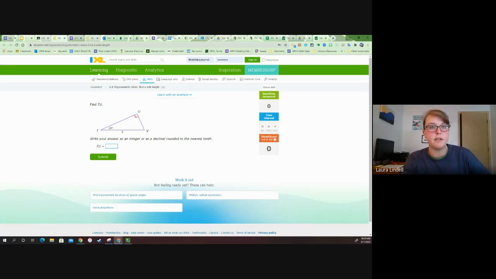Then write your answer as an integer or a decimal rounded to the nearest tenth. So on this one, we're rounding to just one decimal place. So on the whole, I know on most of the notes, we rounded to like 2 or 3 decimal places. This time you're just rounding to 1 decimal place for all of these.